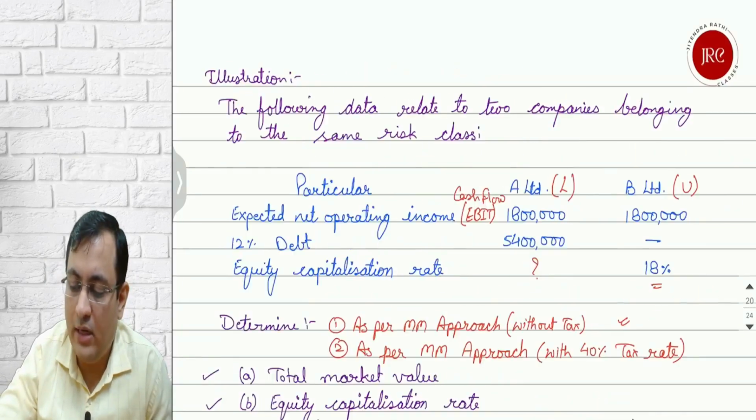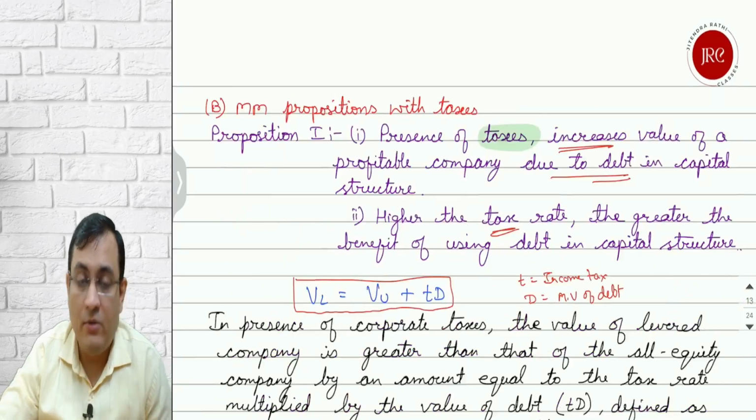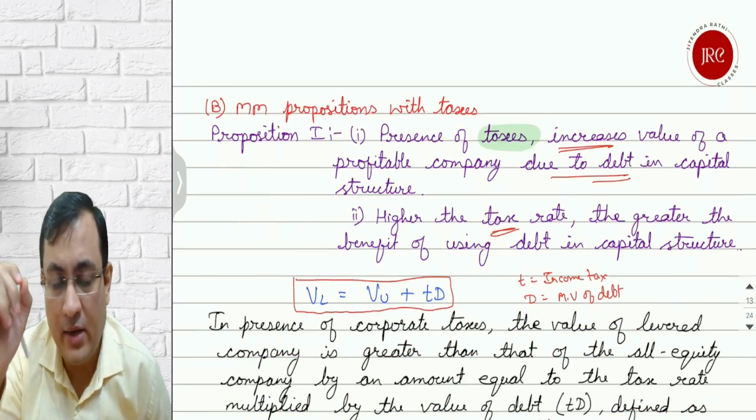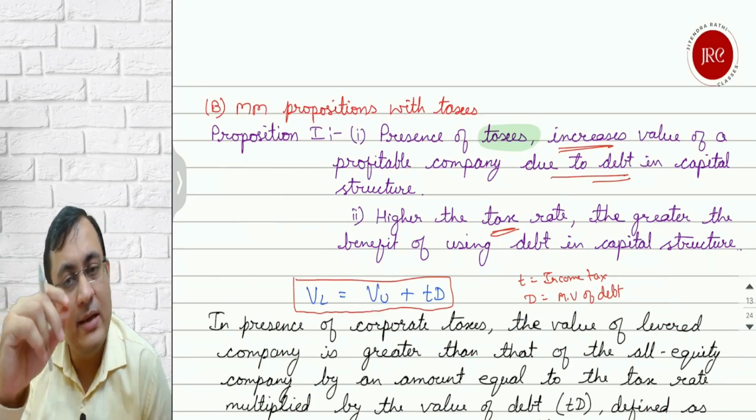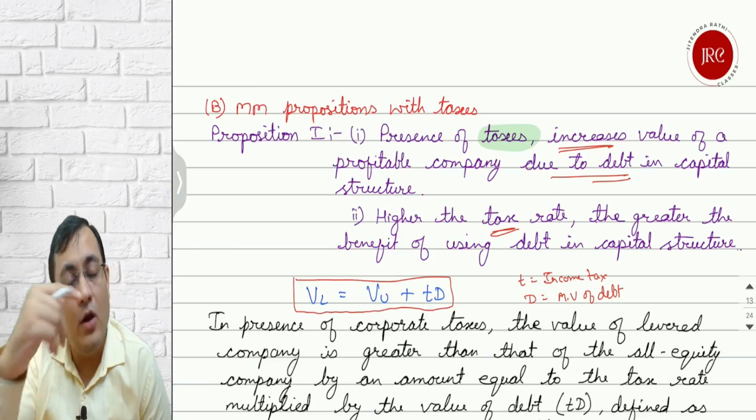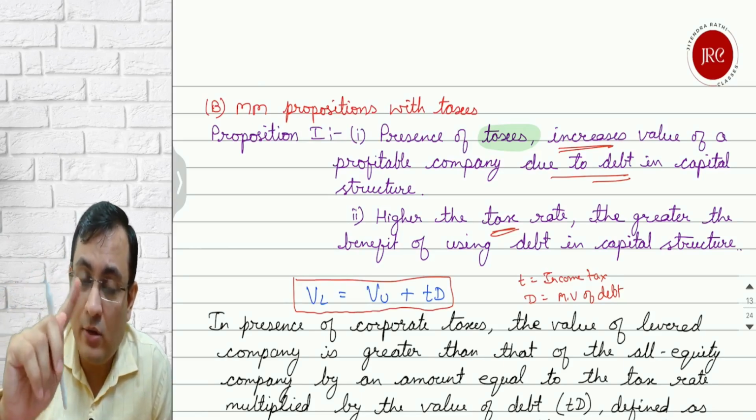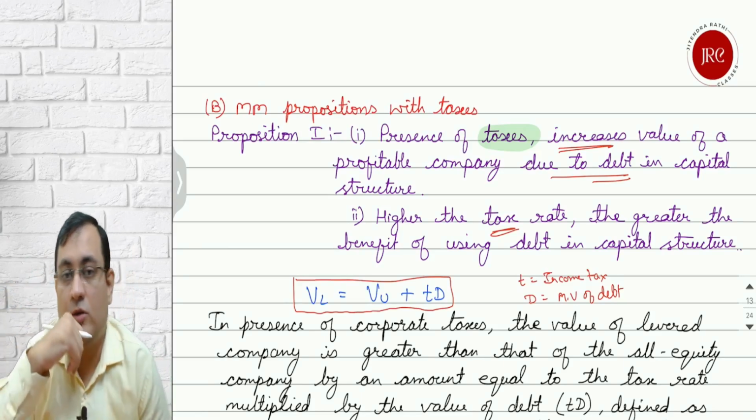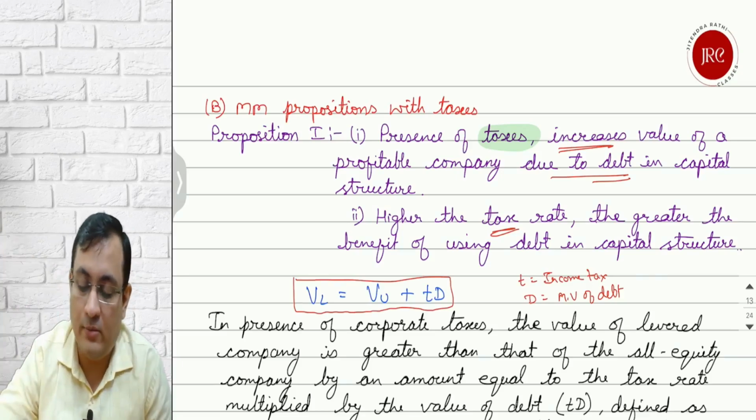So let's get back to the theory part. What is the theory saying? Theory says that VL is going to be higher than VU by T multiplied by D. If T is increasing, VL will increase. If D is increasing, your VL will also increase, under the assumption that there are no bankruptcy costs, agency costs, or financial distress costs. That will be improved in the next theory, the static trade-off theory.